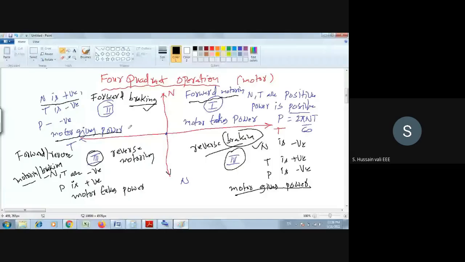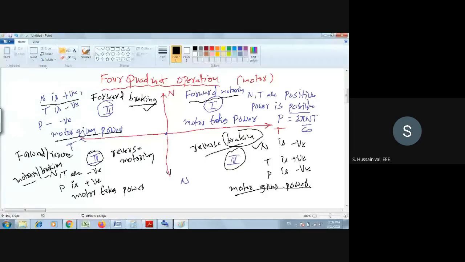Just see the previous example: when you apply brakes, it means deceleration. When it is deceleration, this dynamic part becomes negative. When it's negative, it will be added to the motoring torque. That is the reason we put the word braking here. So when we find the word braking, it means the motor gives the power back.